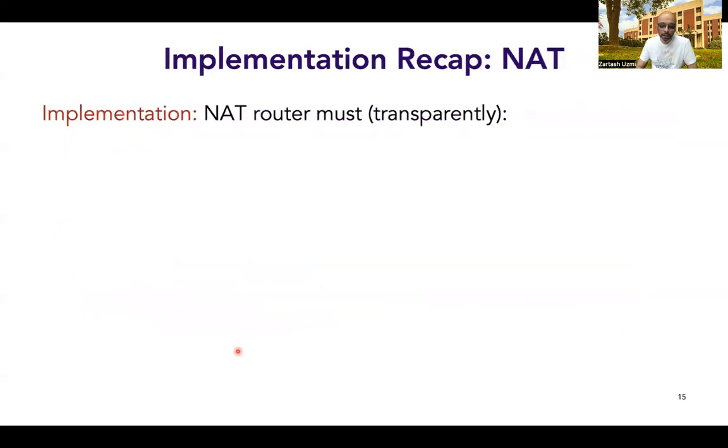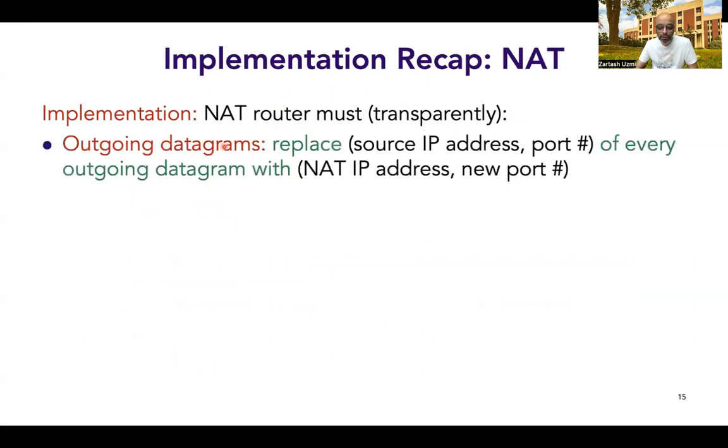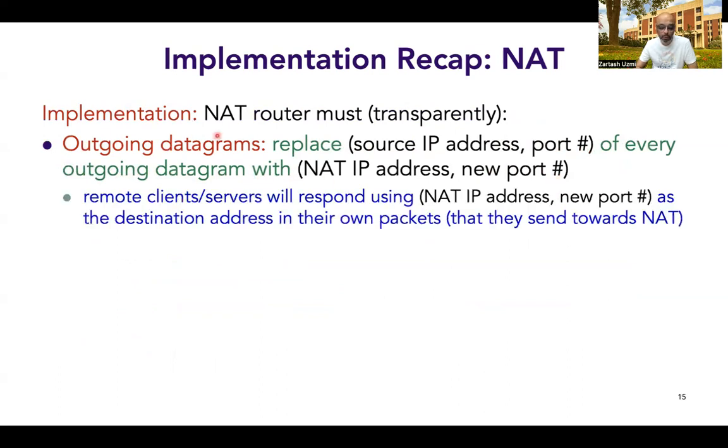So, the recap of the implementation of the NAT device: a NAT router must be transparent in that for outgoing datagrams, outgoing IP packets, it should replace the source IP address and port number of every outgoing IP packet with the NAT IP address and a new port number. And the remote clients will respond by using that NAT IP address and the new port number as the destination address in the packets that they send back to the NAT.